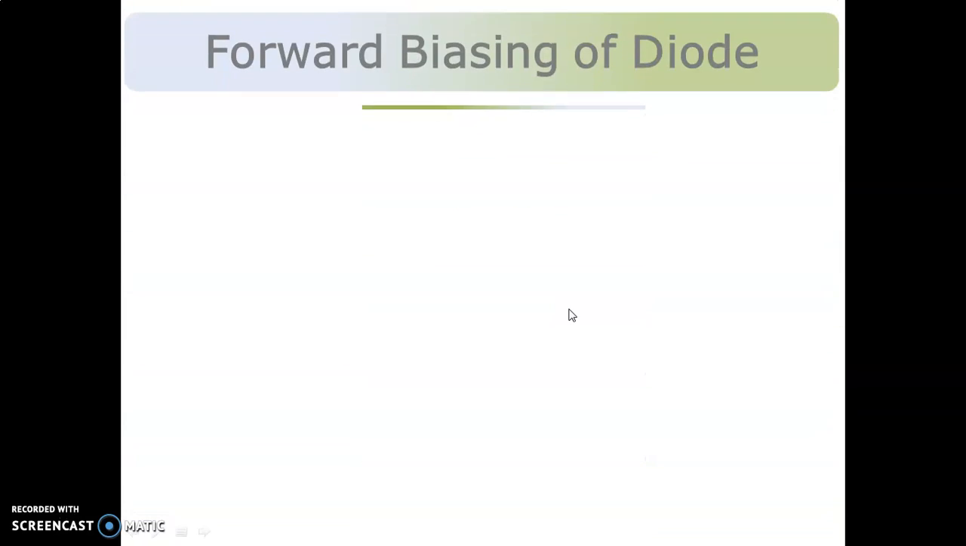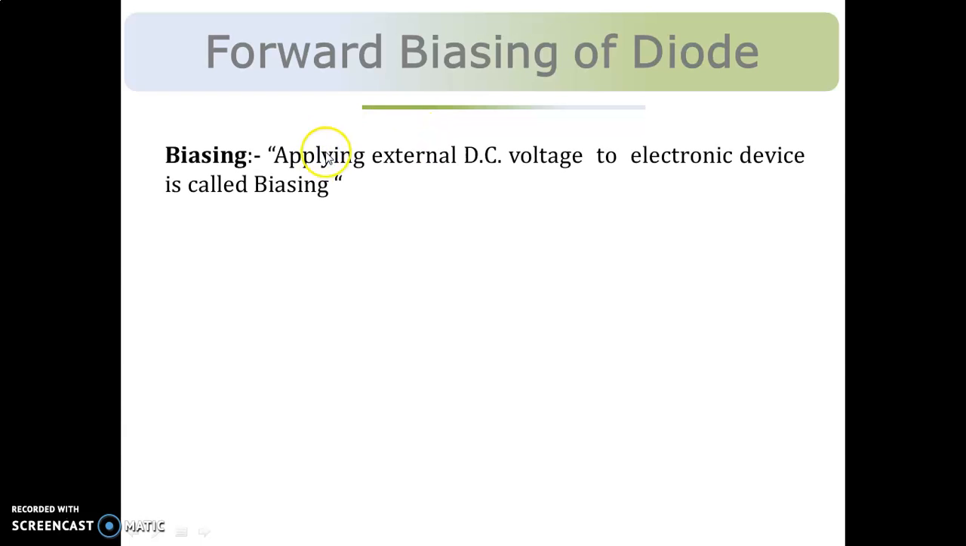Now let us go with the forward biasing of diode. Before studying this, we should know what is the meaning of biasing. Applying an external DC voltage to electronic device is called as the biasing.